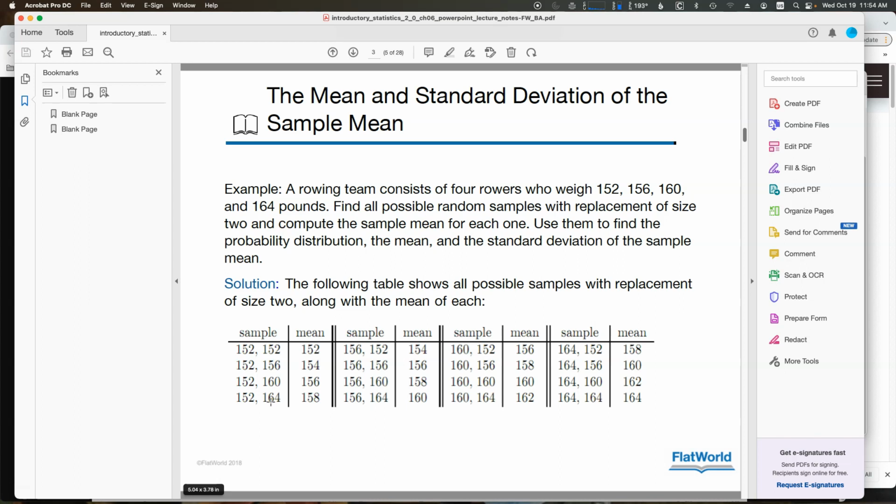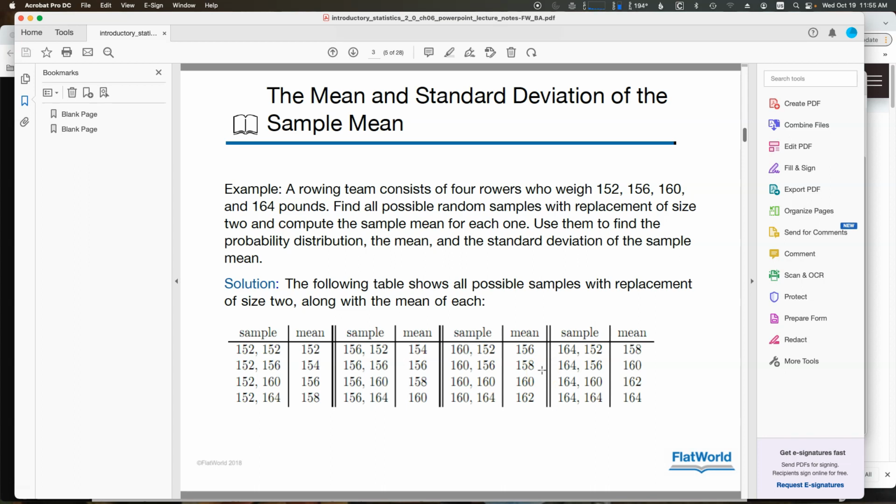Okay, so with those 16 different samples, as I pick 2 rowers, I could pick the same one twice, 152, then the mean would be 152. I could pick that same 152 pound person, and then I could pick a second that would be 156 pounds. Now what's the mean between those two? 154. So I just keep going on through all 16 of these.